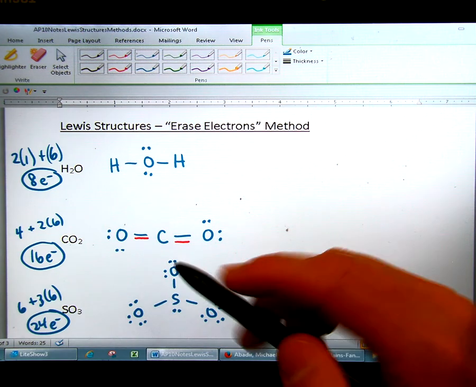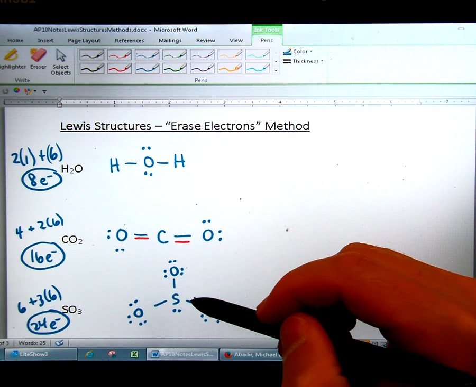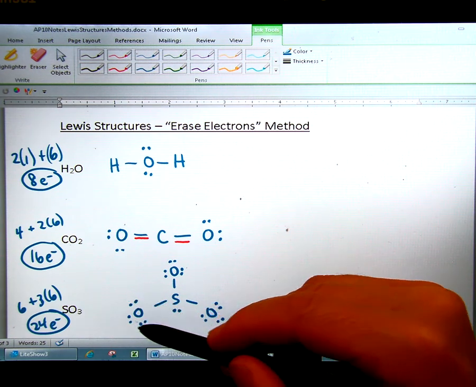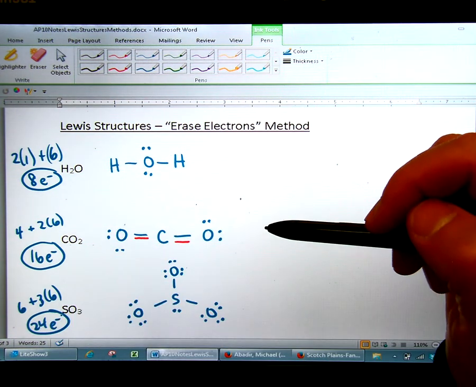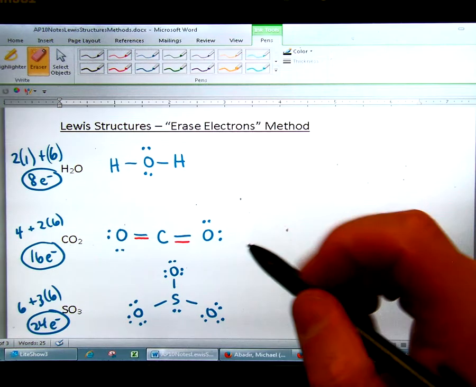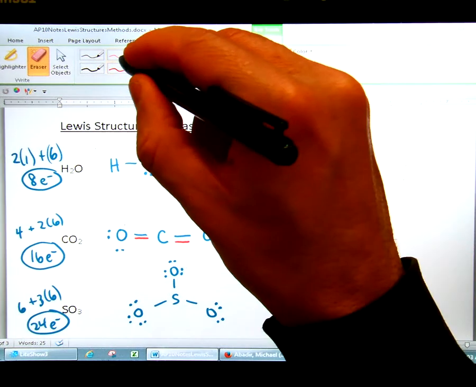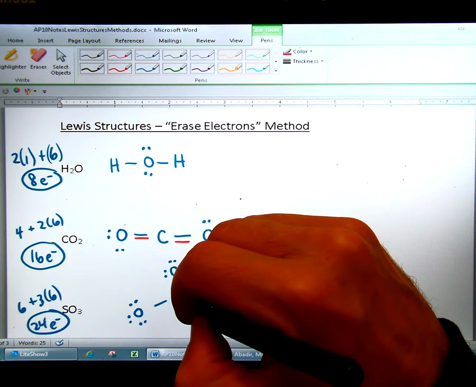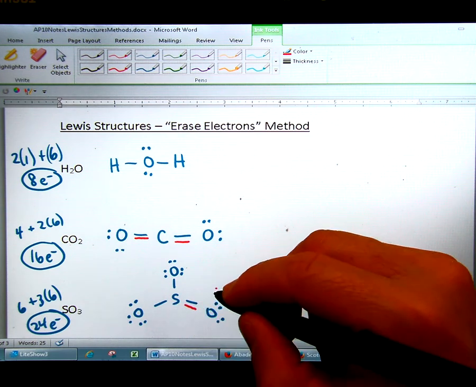So now let's count. We have 2, 4, 6, 8, 10, 12, 14, 16, 18, 20, 22, 24, 26 electrons, but we're only allowed to have 24. So we're going to have to erase 2 pairs of electrons. So I'll erase the S ones and the one on the O on the right. And I'm going to make that into a double bond. And now I have 24 electrons, and I'm completely stable in that way because everything has 8 electrons.